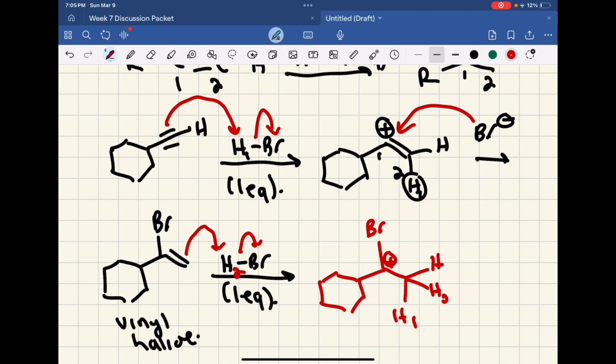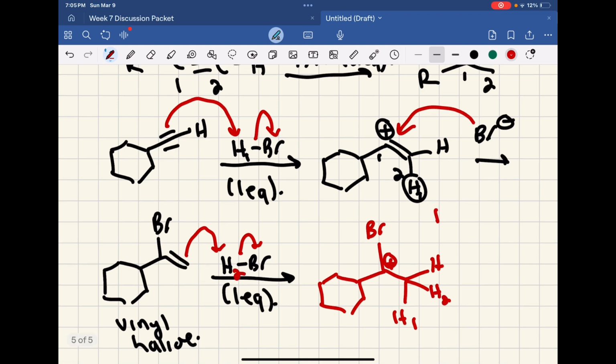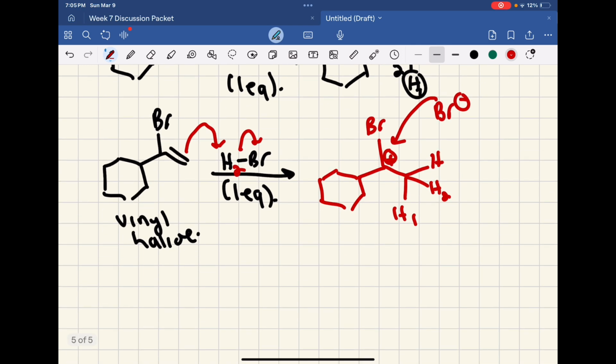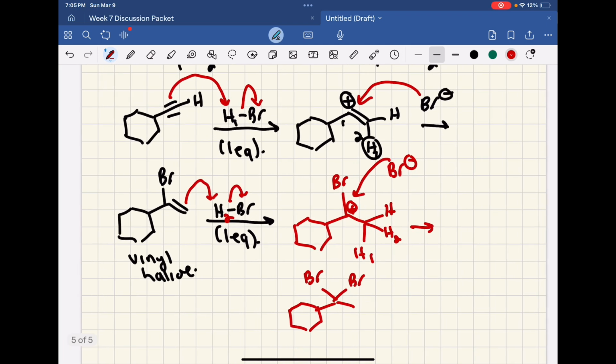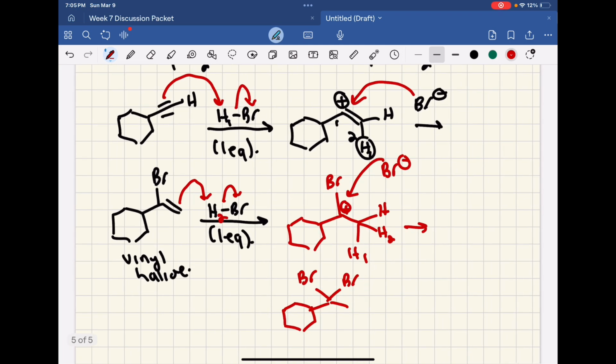Maybe this is H2, and the one that was already present. We generated a bromine anion from the last step. You can see how it attacks that carbocation. And now we have this vicinal halide structure, something that looks like that. Pretty easy. I don't really have more on that.